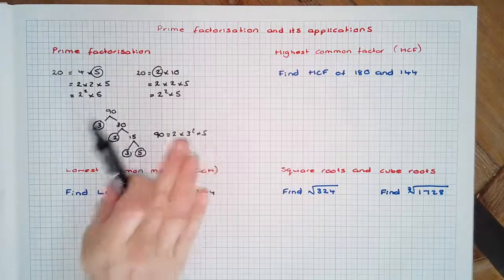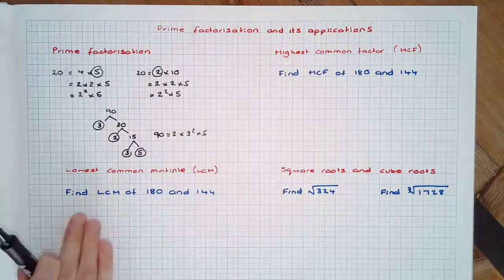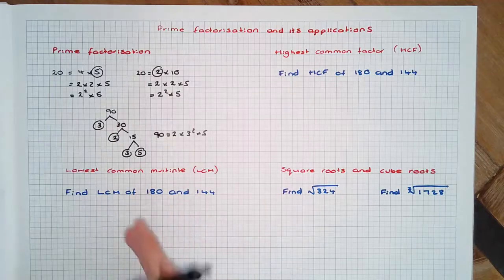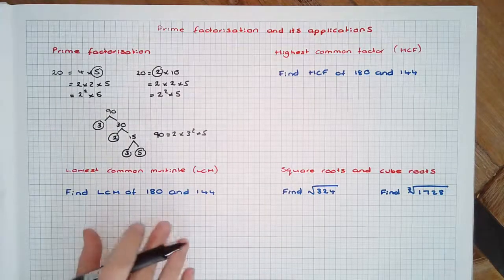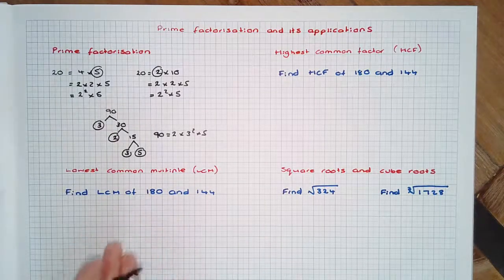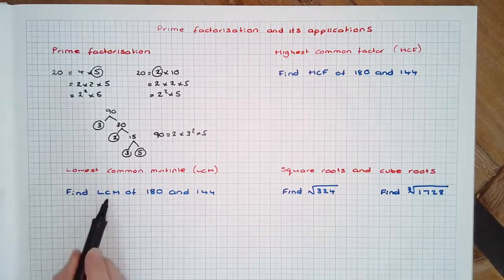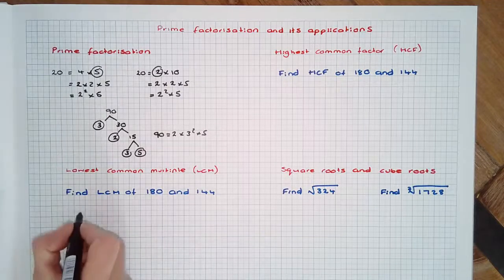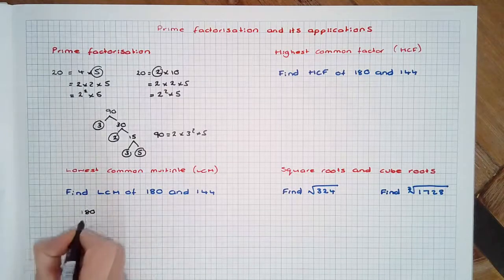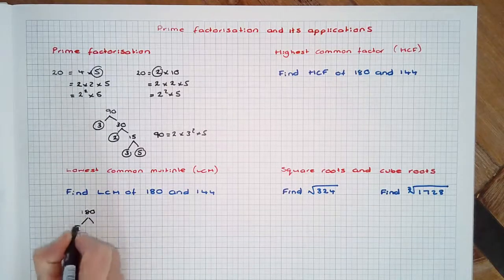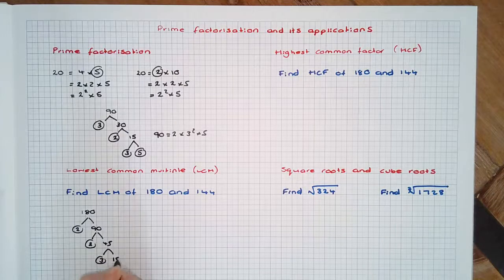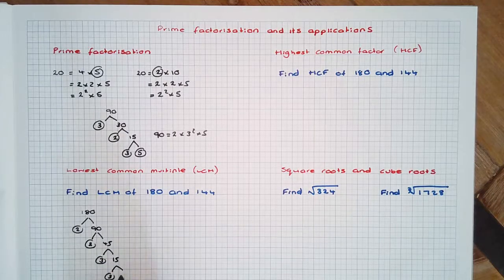Prime factorization has some really good applications. The first we'll look at is finding the lowest common multiple of fairly large numbers. You probably wouldn't use this method for small numbers. Let's find the lowest common multiple of 180 and 144. First of all, we need to find the prime factors of 180. Let's go 2 times 90, 2 times 45, 3 times 15, and 3 times 5.